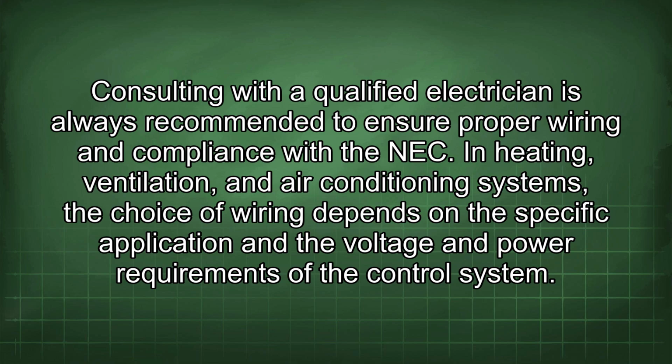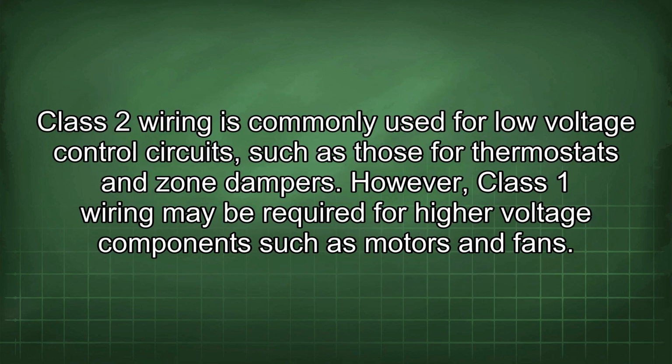In heating, ventilation, and air conditioning systems, the choice of wiring depends on the specific application and the voltage and power requirements of the control system. Class 2 wiring is commonly used for low-voltage control circuits, such as those for thermostats and zone dampers. However, Class 1 wiring may be required for higher voltage components such as motors and fans.